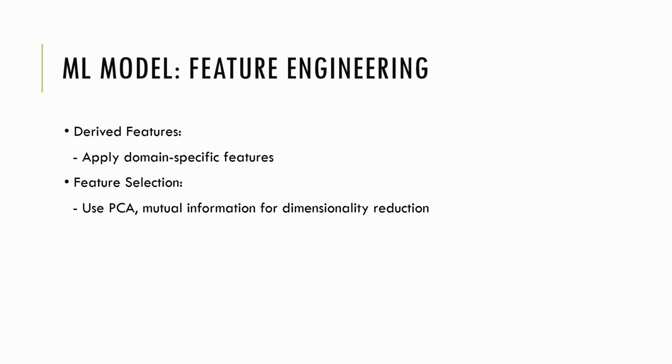Feature engineering is a powerful way to improve your model's performance. By creating derived features specific to your problem, you can provide more useful data for training. Additionally, feature selection techniques like PCA or mutual information can help you reduce dimensionality and focus on the most important variables.